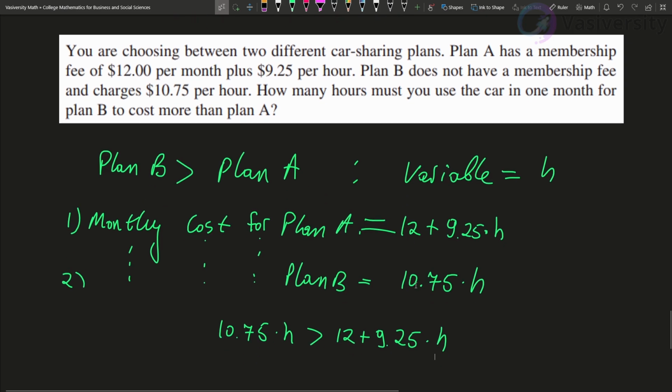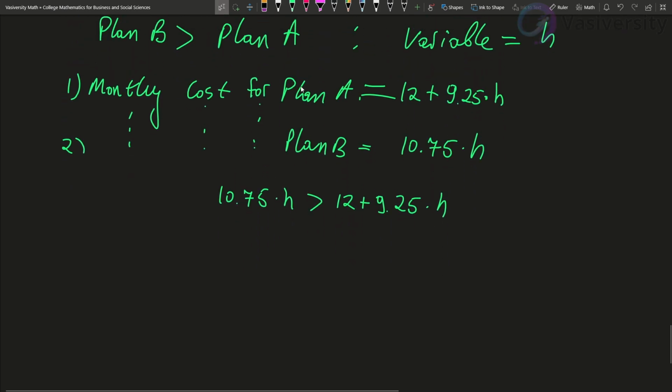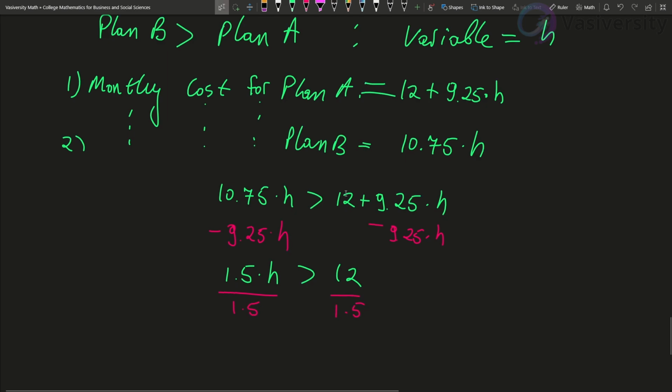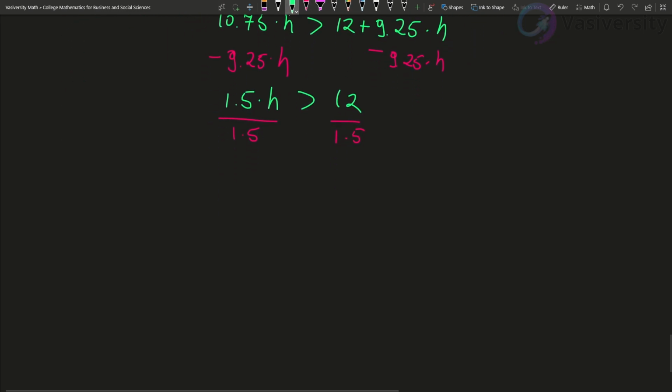Okay, so let's go ahead and solve this problem. So what are we going to do? I'm going to subtract 9.25 times h from both sides. So we're going to have 10.75 minus 9.25, that is 1.5 times h, is greater than 12. And so now we're going to divide by 1.5. In this case, that is a positive number, so we do not change the sign of the inequality. So we're going to have that h is greater than 12 divided by 1.5, that's going to be 8.